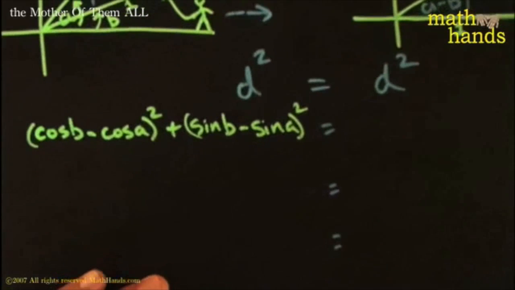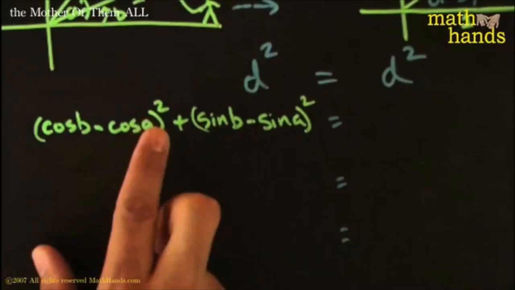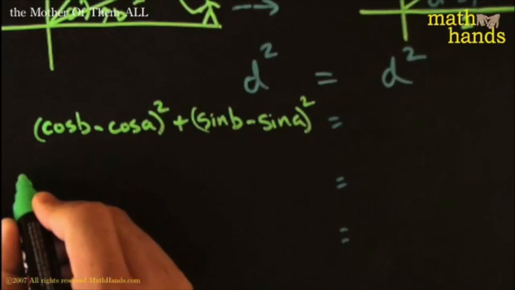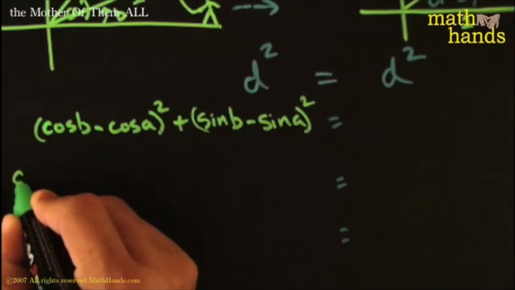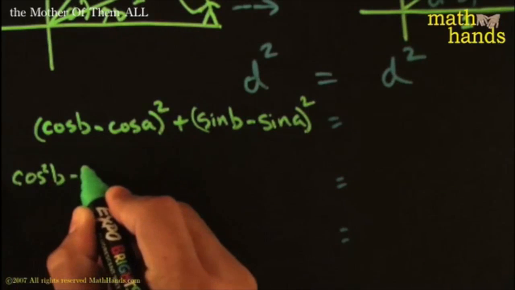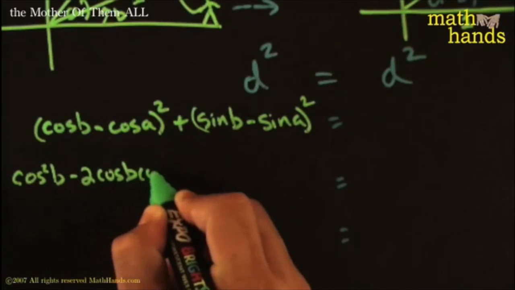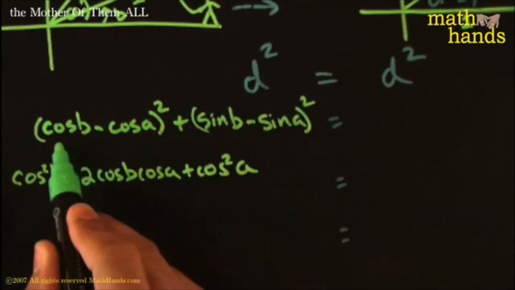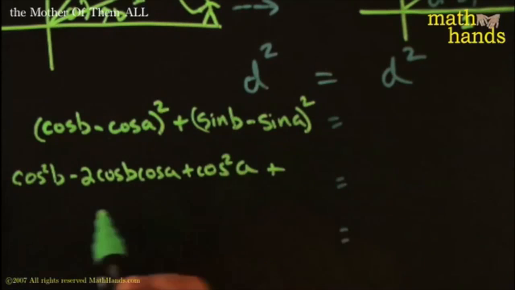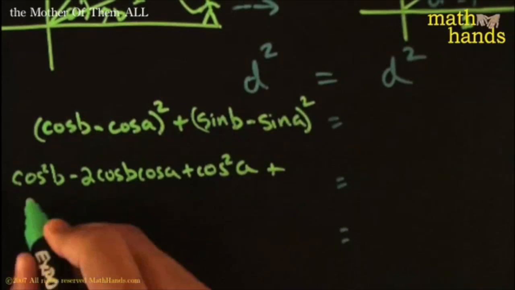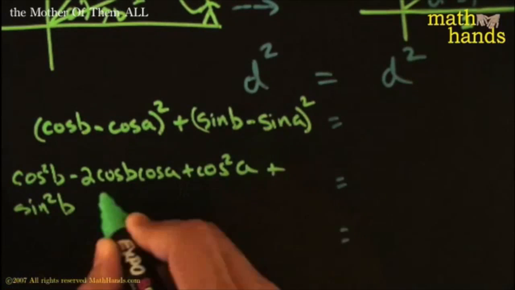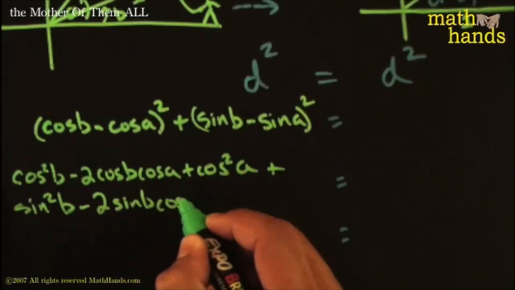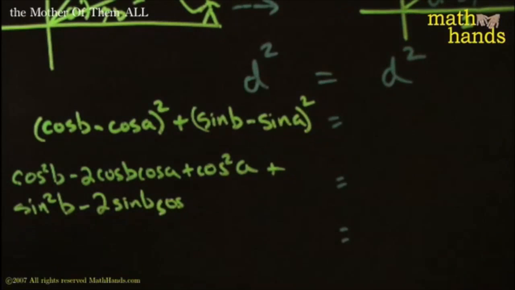Let me zoom you in there so you can see. This is a binomial squared, so I got to do the FOIL stuff or whatever you learn in grade school. If you do that, you get something like this: cosine squared B minus 2 cosine B cosine A plus cosine squared A. That's just this piece right here. Plus, I'm running out of room, so I'll write below here sine squared B minus 2 sine B sine A. That was a little typo.